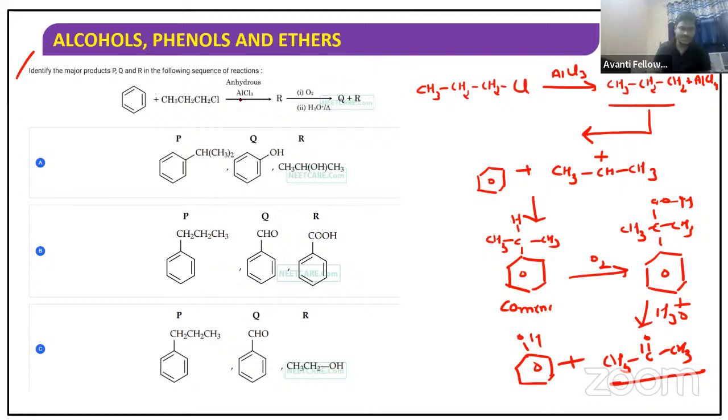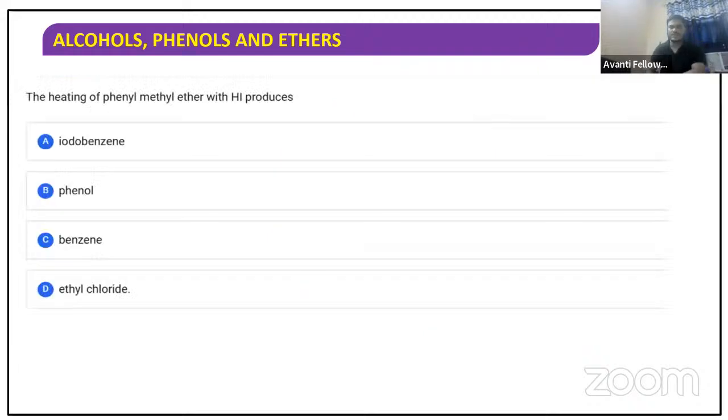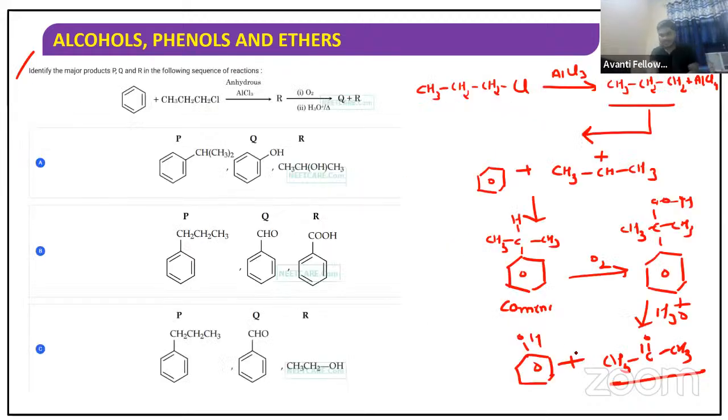So the correct option is D beta. Right. So D is the correct option. That is we'll get Q as a phenol, acetone as R. ठीक है. And cumene as P. तो हमें क्यूमीन मिला है, फिनॉल मिला, and this is acetone. So this is the product we'll get.